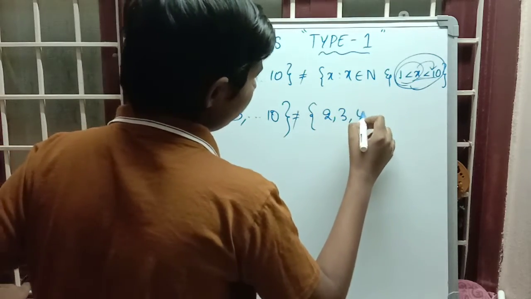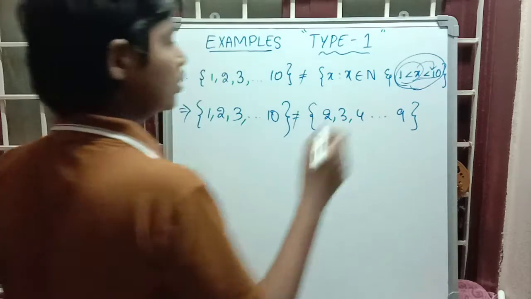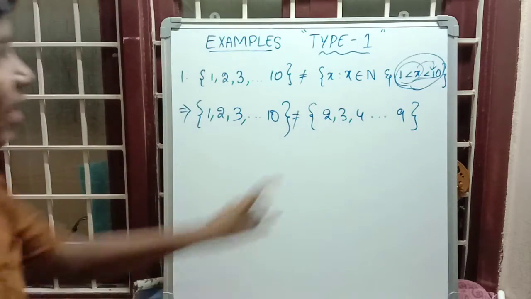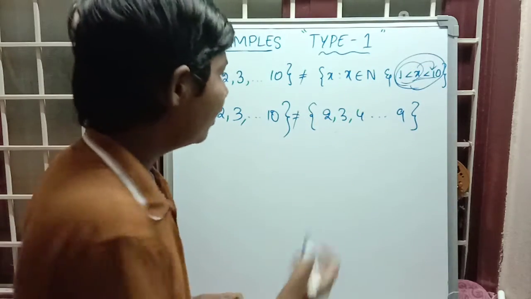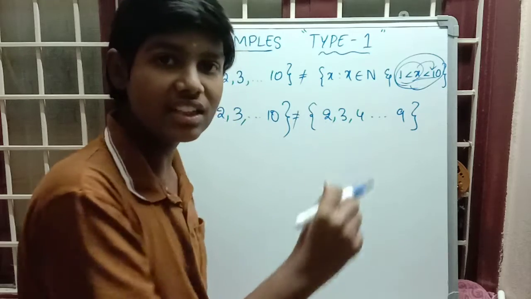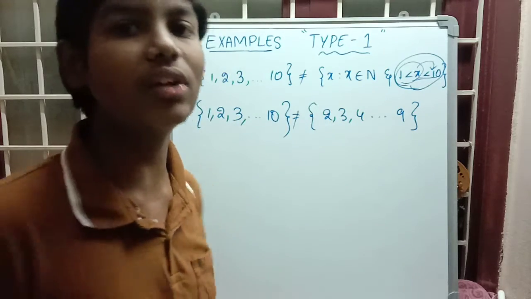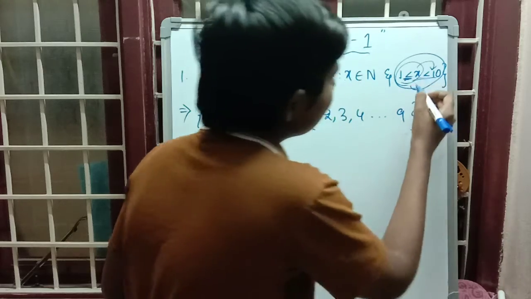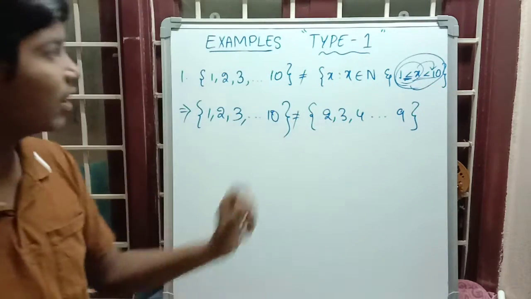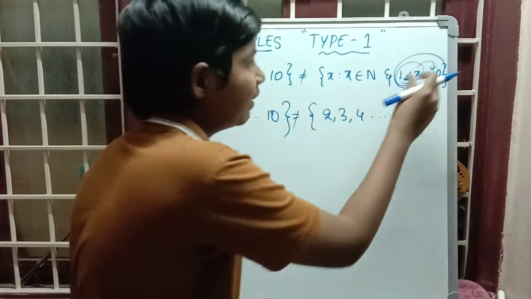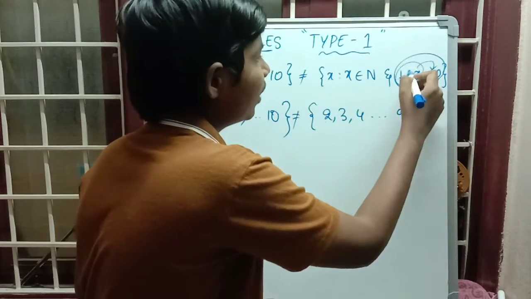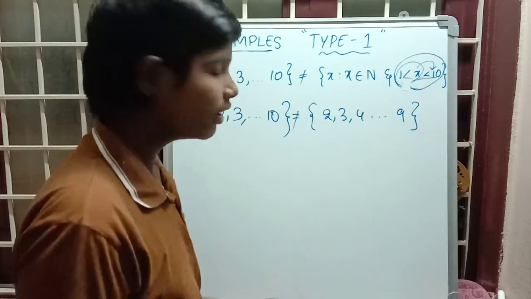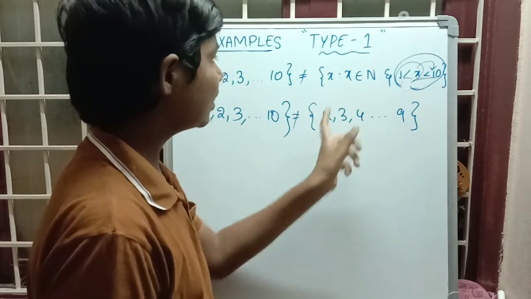2, 3, 4. Yes, this is what we have here. 1 is less than x, so x will take 2, since 1 is less than 2. 1 will not be included. If it were 1 is less than or equal to x, then 1 would come in x, but the given question is not like that. Only 1 is less than x, so 1 will not be included, and we start from 2.